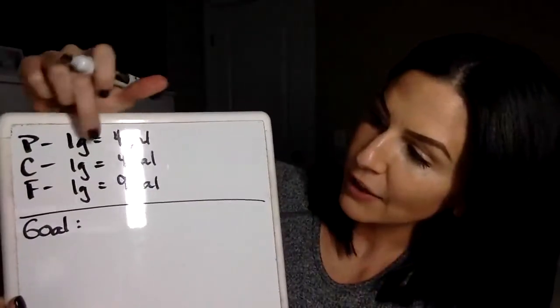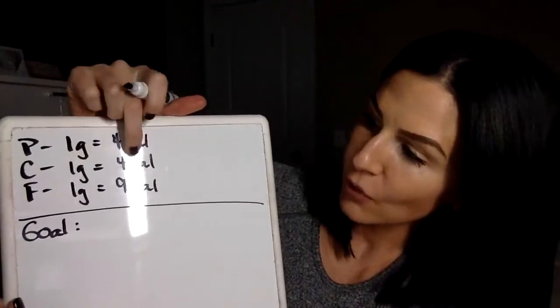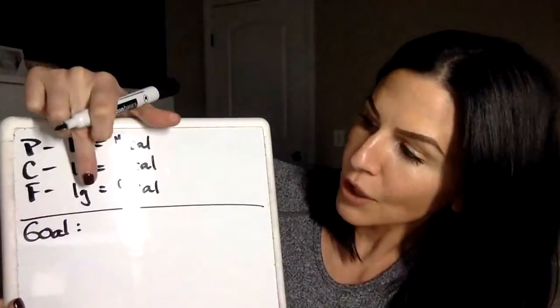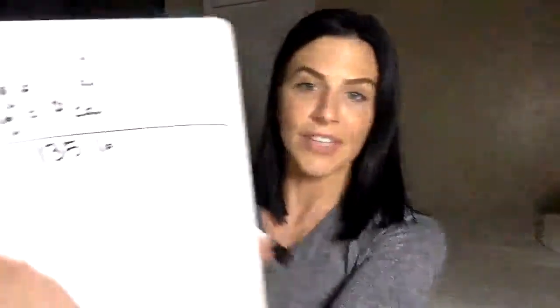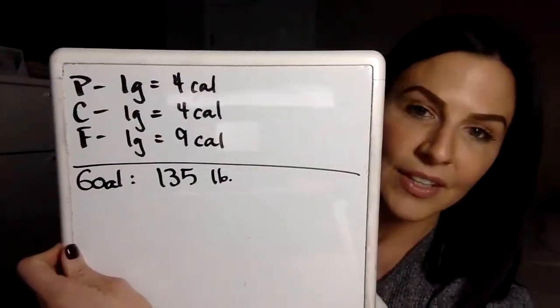So the next step, after we learn that 1 gram of protein is 4 calories, 1 gram of carbs is 4 calories as well, and 1 gram of fat is 9 calories, is to write down our goal weight in pounds. So write down your goal weight.